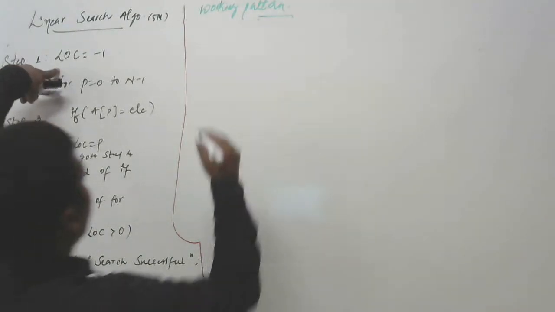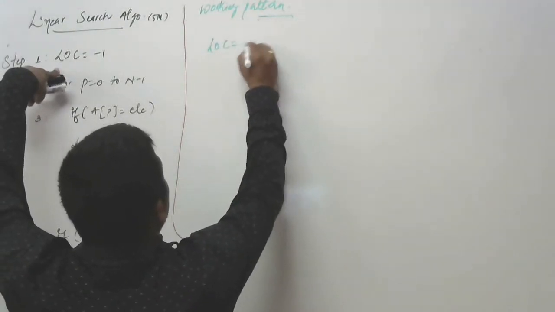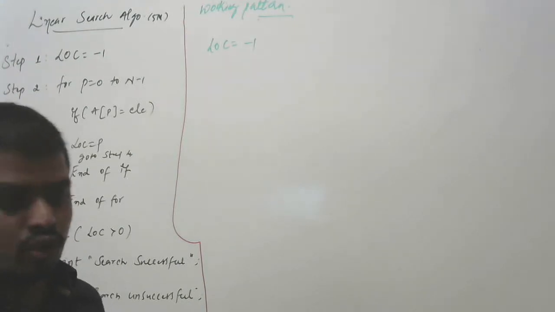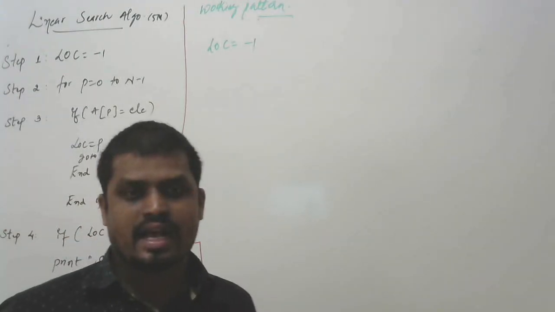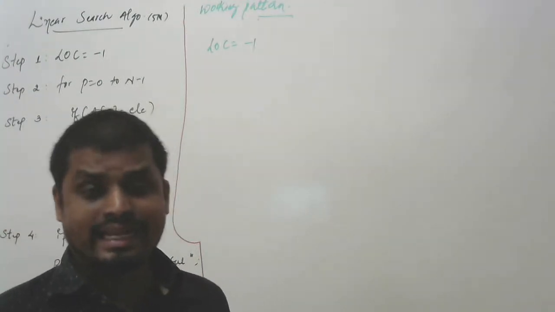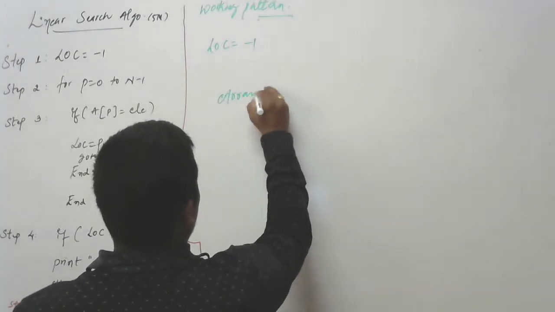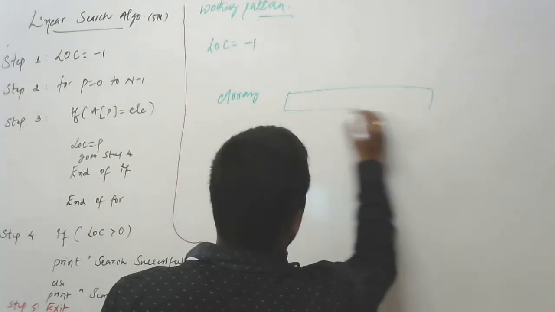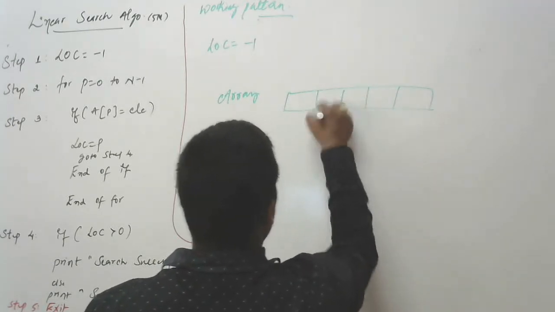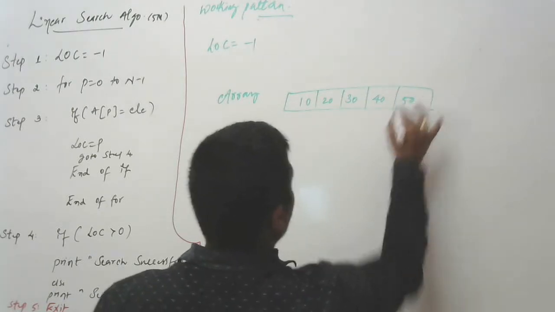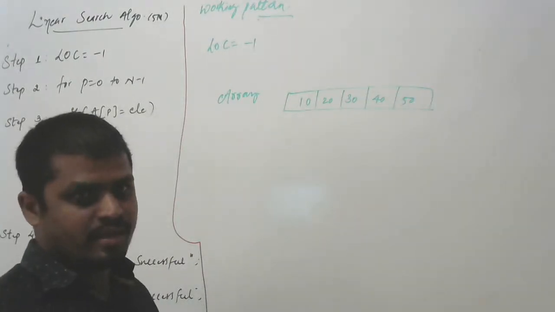Here first I have defined location equals to -1. So why have I started with -1? Why not with 0? I clearly told in the last class, when you start reading any element from the memory block, you are supposed to define the array, right? This is the array memory block: 10, 20, 30, 40, 50. These are the items in the memory block.